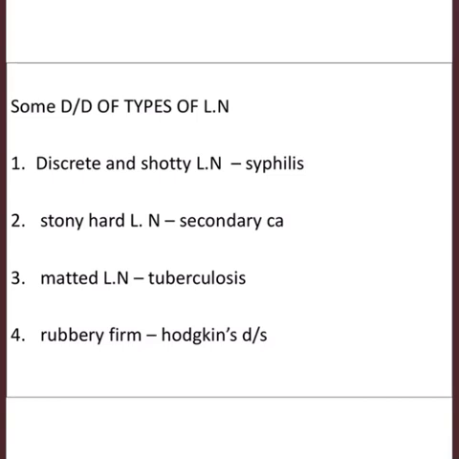Differential diagnosis: discrete and shotty lymph nodes are seen in syphilis. Stony hard in secondary carcinoma, matted in tuberculosis, rubbery in Hodgkin's. Okay, these are the important ones.